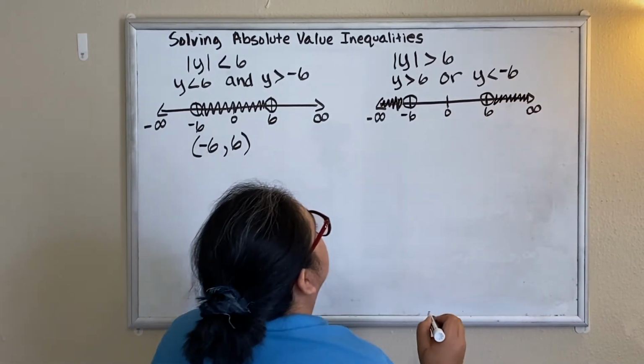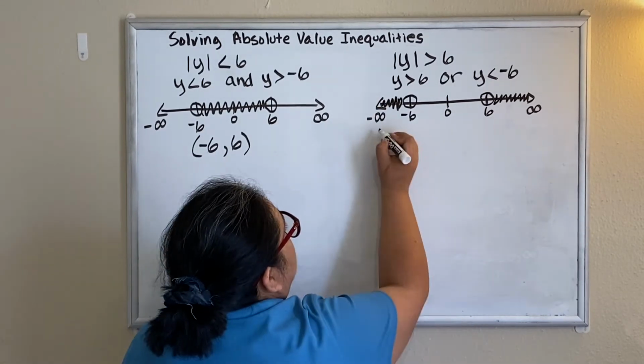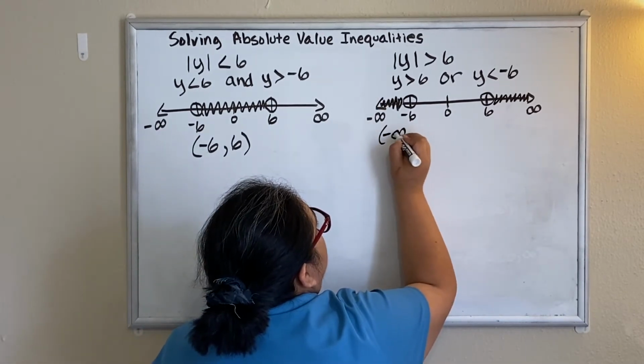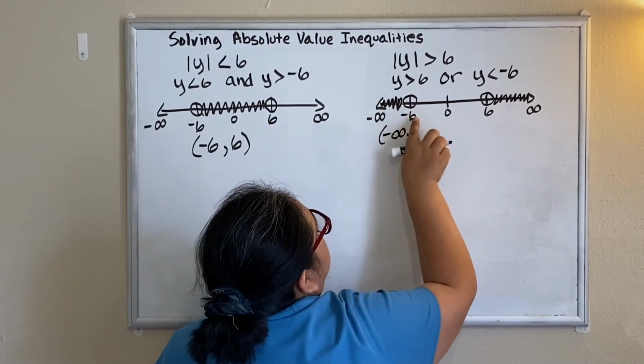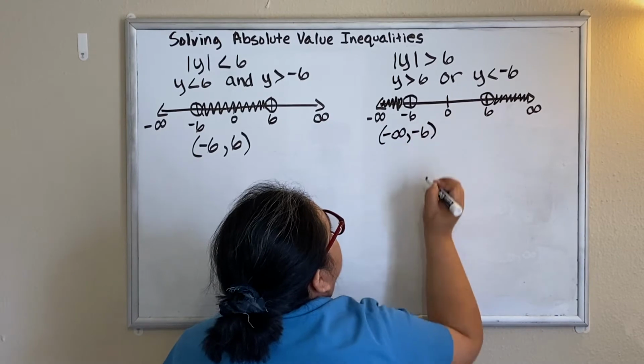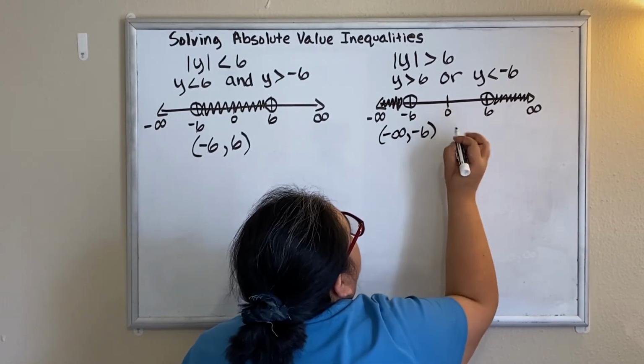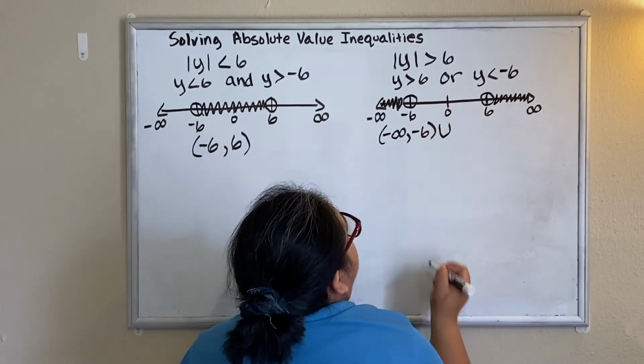So now in interval notation, my shading starts at -infinity. So parentheses, -infinity. Comma, and it shades until I get to -6. And it's open, so we use a parentheses. Then I have a break. See how it's blank here in the middle? So that's going to be my union.